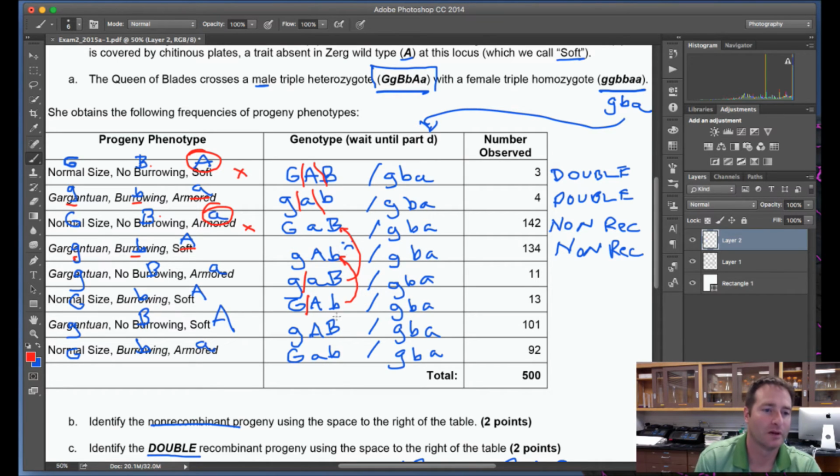Alright? Now, the last set, hopefully I didn't mess this one up either. So, just logically, you can infer that these two must be the recombinations here, but let's make sure I didn't mess up anything. So we've got a non-recombinant, right? That's little g, big A, little b.